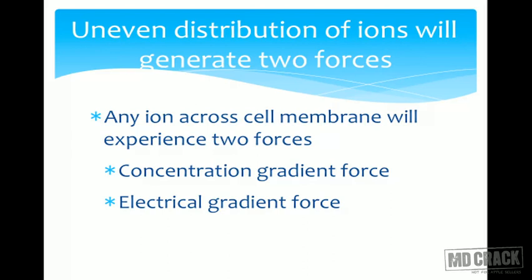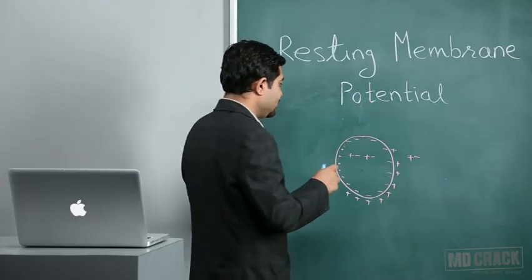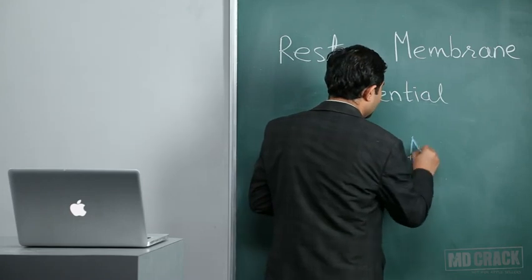Uneven distribution of the ions. As we have seen, potassium, sodium and chloride are unevenly distributed. Because of that, and also because there is a resting membrane potential, any ions such as sodium, potassium or chloride will face 2 forces. We will call them the concentration gradient or chemical gradient force, and the electrical gradient force. Now what is the meaning of that? Suppose the sodium ion concentration is more outside.